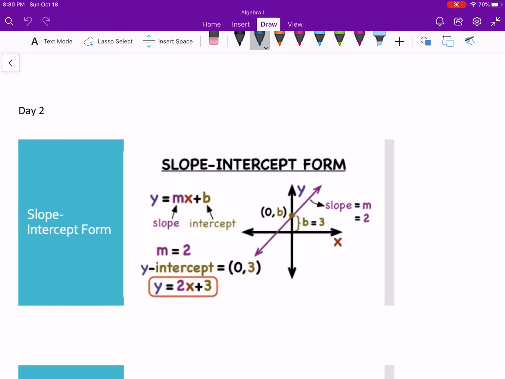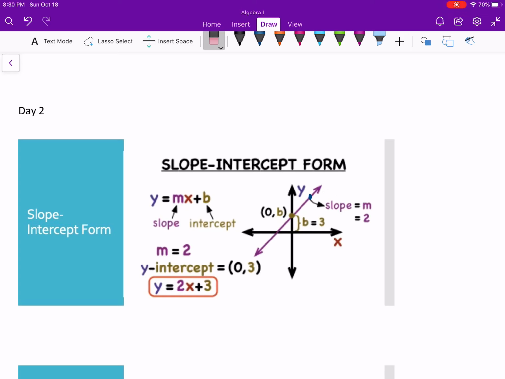So slope-intercept form of a line, so writing an equation of a line, is y equals mx plus b. M is still going to represent our slope, and b is going to be our y-intercept. Your goal is to have a y and an x in your equation, because we're talking about points on a line, which come as x, y.